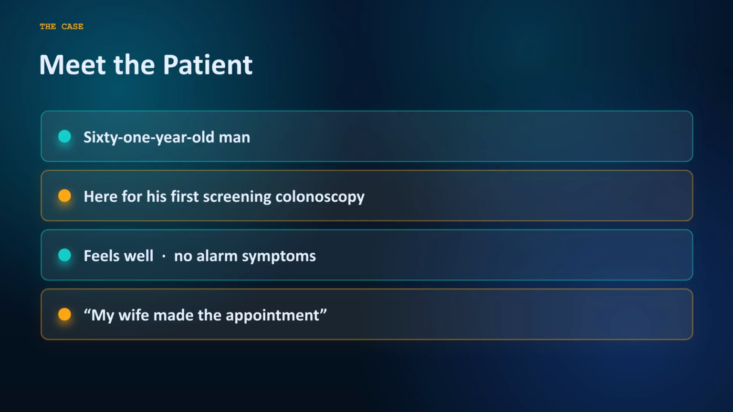Now keep that in mind for the next 30 minutes, because almost everything we are about to discuss will be discovered in a person who feels completely fine. Diverticulosis is usually a finding, not a complaint. It arrives on a report rather than in a story, and that changes how you talk about it. Let us take his history.